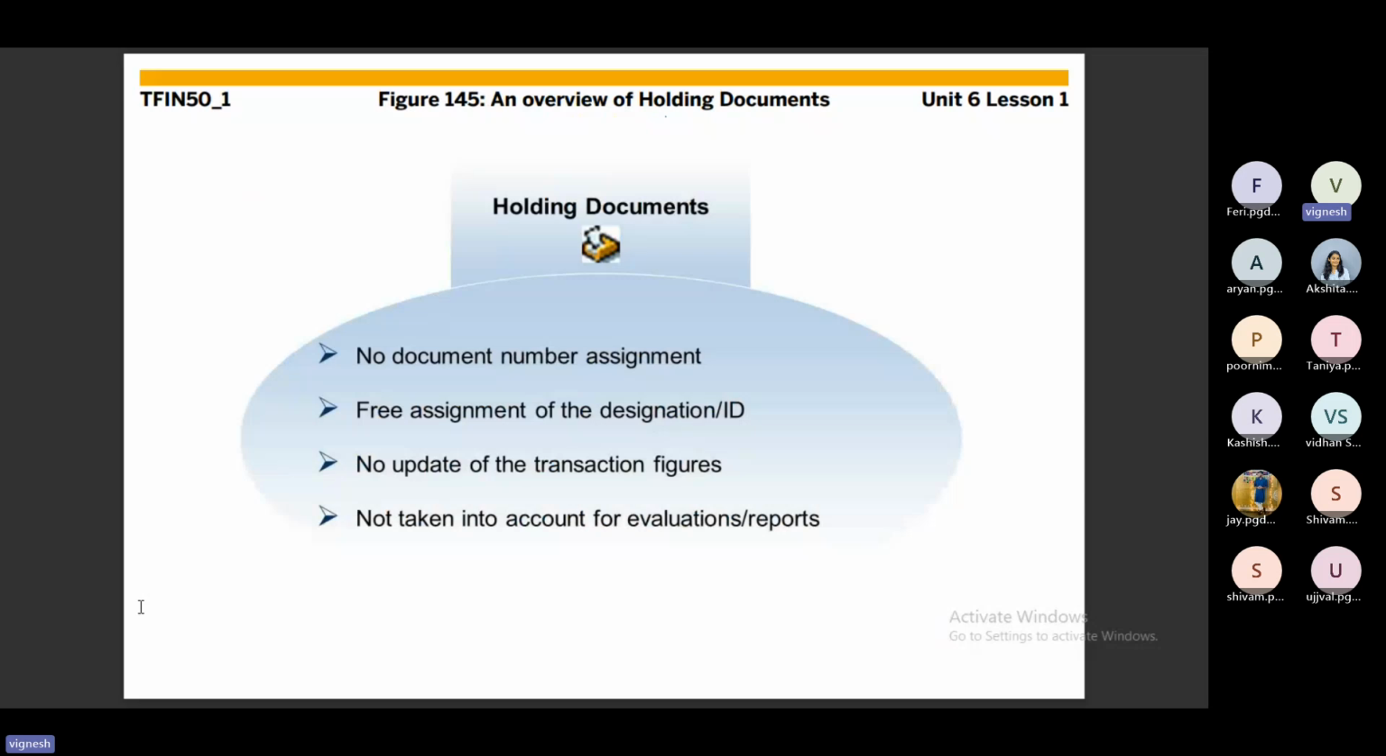There is no document number assignment internally. Free assignment of designation ID, that is 1 2 3 4 5 6 7 8, all the things I can put in. No update on transaction figures. It will not reflect on the reports. Reports will not be generated for this. For reporting or evaluation purposes, we will not take these holding documents.